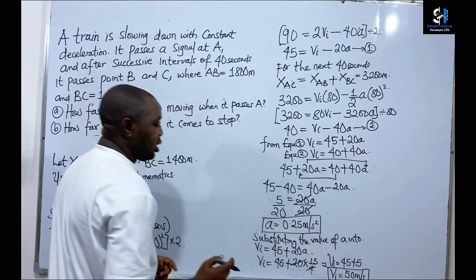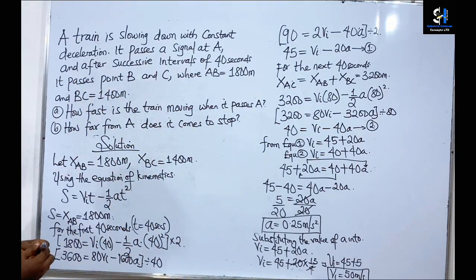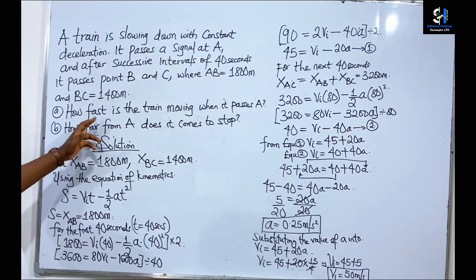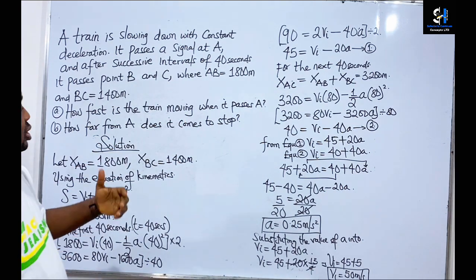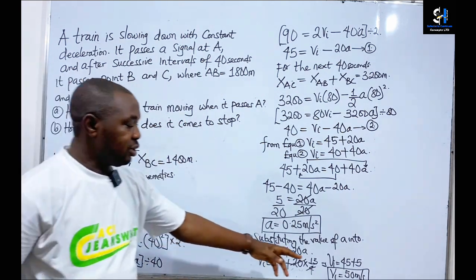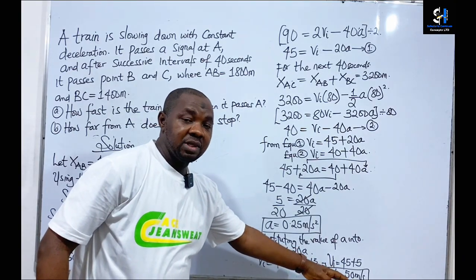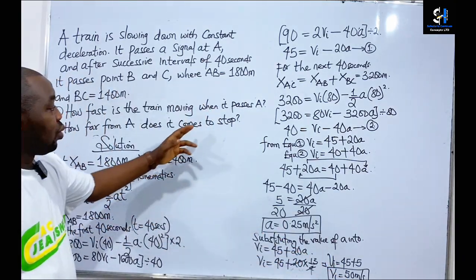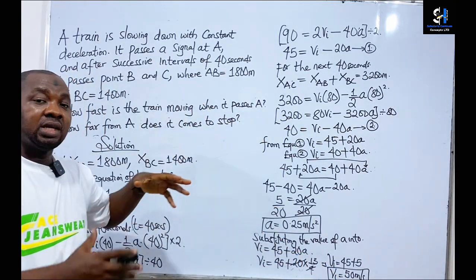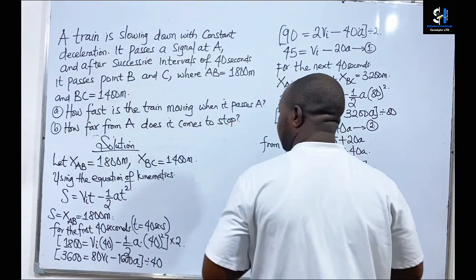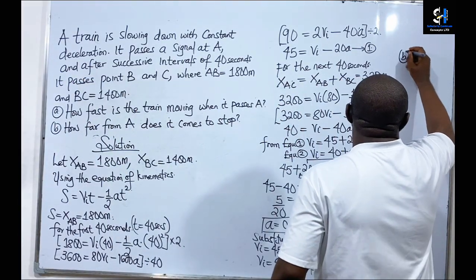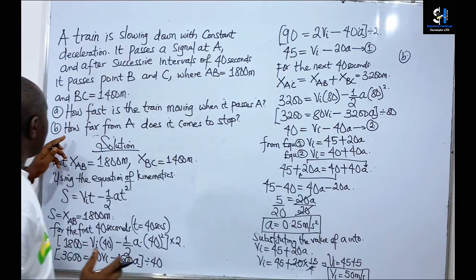So how fast is the train moving when it passes A? The train is moving at a speed of 50 meters per second when it passes A. That is the initial velocity or speed.